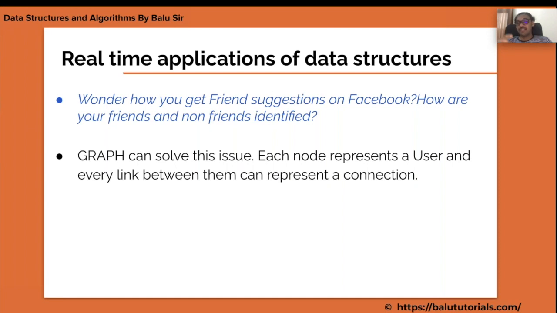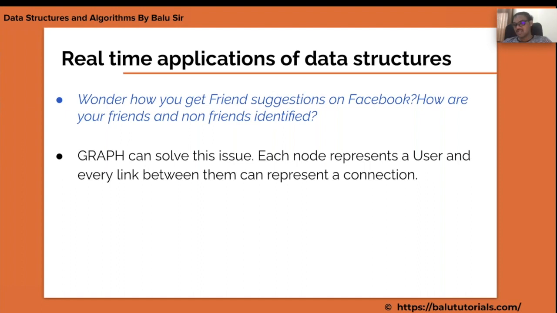So it works on the graph actually. Graphs have two types, right? Connected graphs and unconnected graphs. These are going to work. A graph can solve this issue.